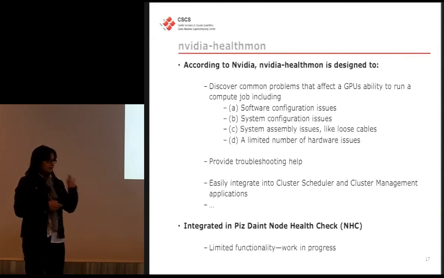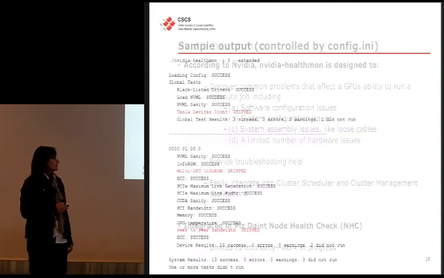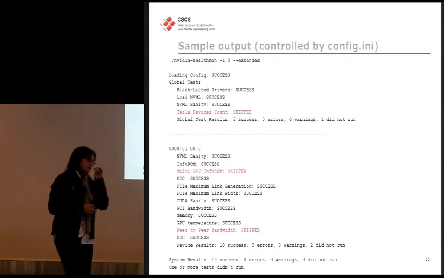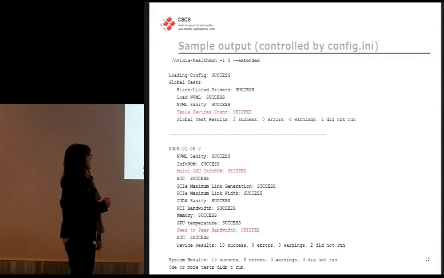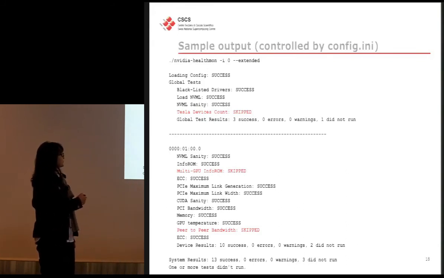And as I said, it's really, really early work. So this is kind of the output you can see. So it's run on a PIS giant. And you can configure it quite a bit. So in this case, 3 tests are skipped, because if you have more than one GPU, then it's worth running peer-to-peer, and of course multi-GPU. So in this case, we have single GPU.